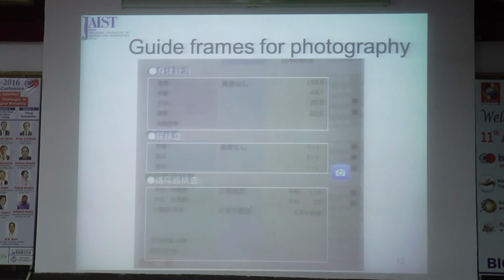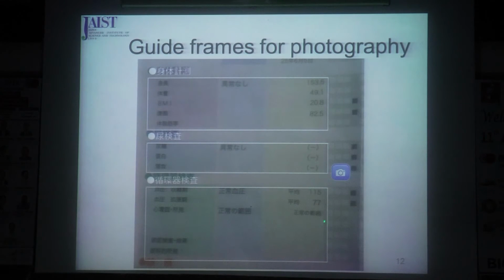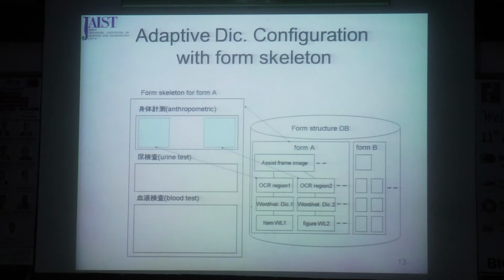And this is a screen that tells the user where to shoot on this table. By showing this kind of intuitive interface, it is easy for the user to know which part of the table should be taken to migrate the data.